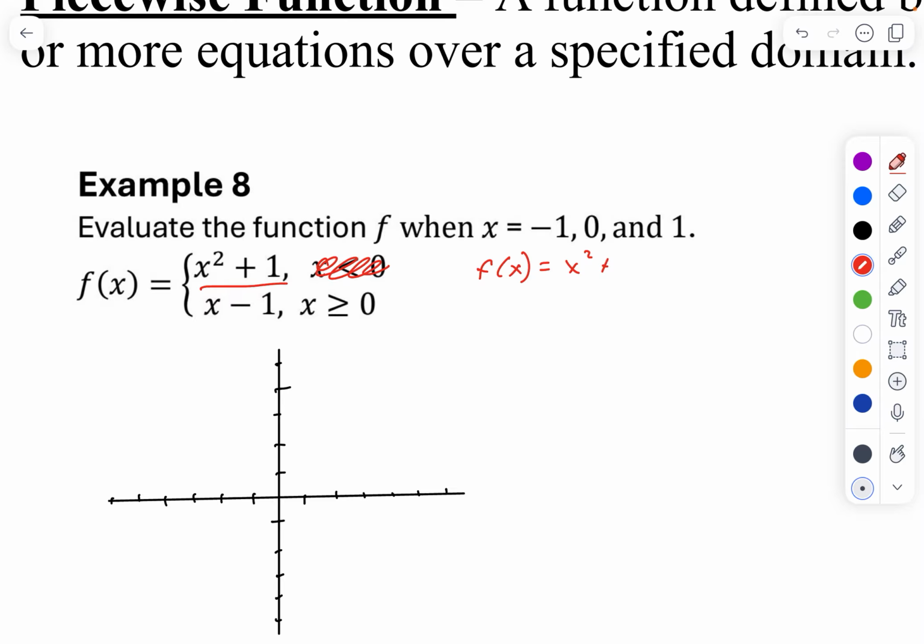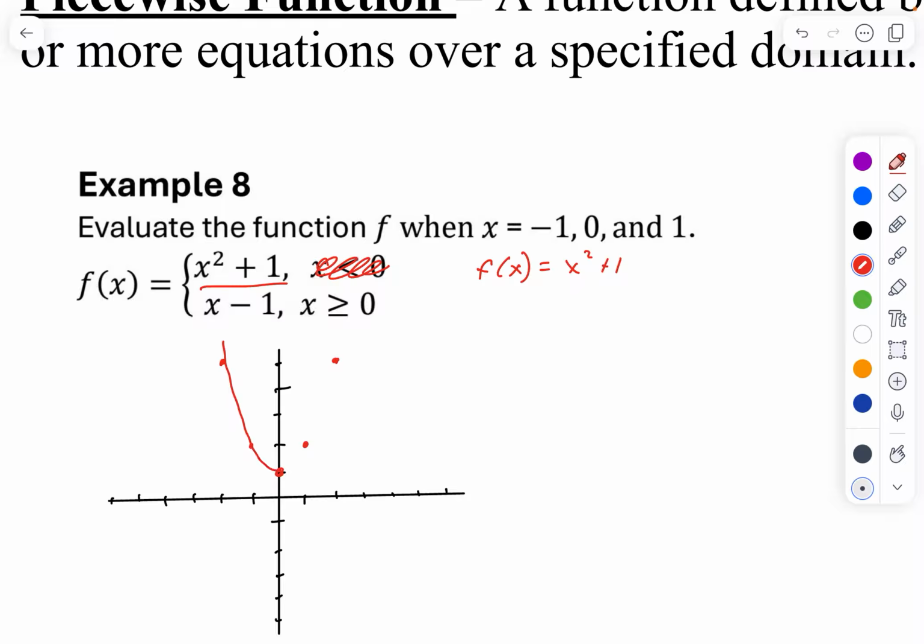For the quadratic, x is less than 0, but for the line, the linear function, x is greater than or equal to 0. So clearly 0 is going to be defined as part of the line, hence the closed dot, not part of the quadratic, hence the open dot. All right, so that's what we're talking about with these piecewise functions, is that we're evaluating various parts.